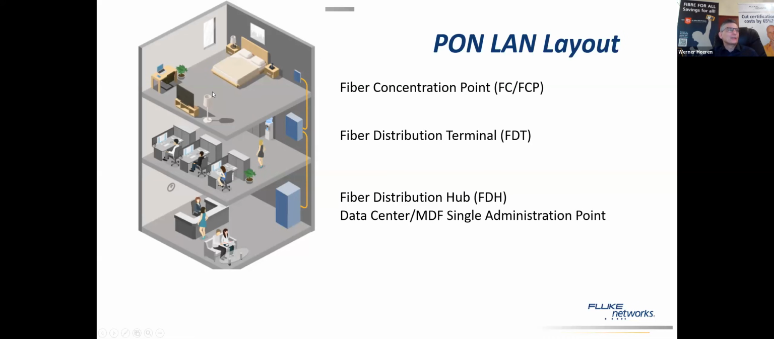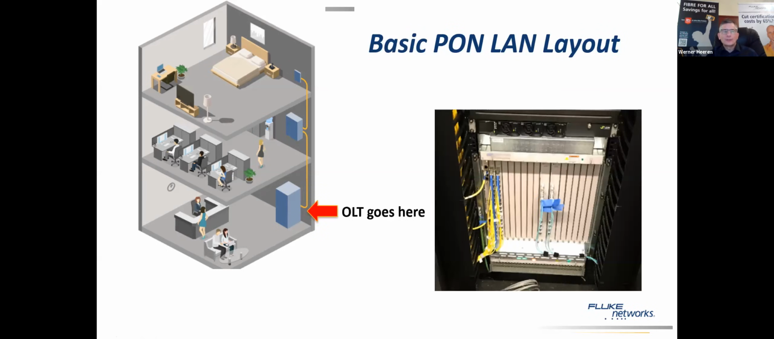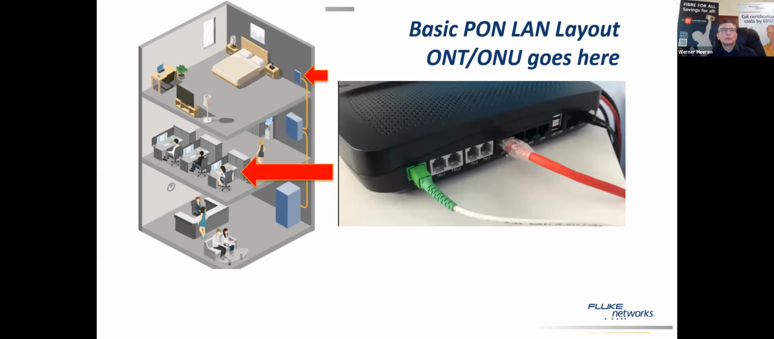I saw already questions like multimode, copper. It could be even copper, could be a wireless connection that goes from here out to the different connection points you want to have. So the OLT goes here. There's a typical picture here. You see the main fiber part in what you could call a mini data center. This is a typical fiber distribution hub, where you see this fiber coming in, and then it goes to different kinds of ONTs, ONUs.